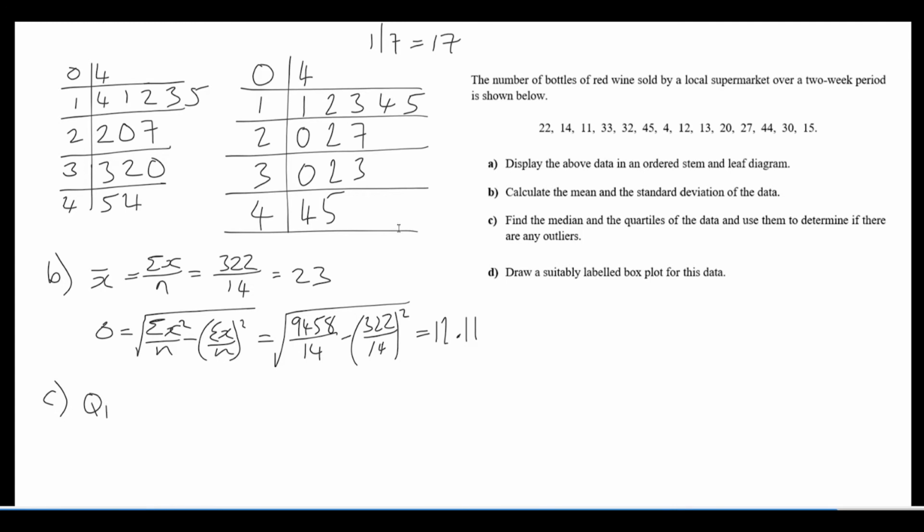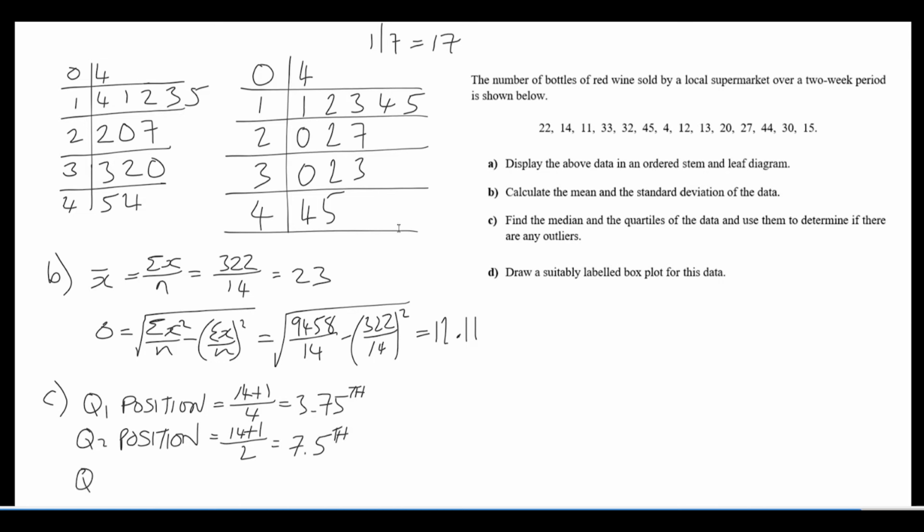In part C, we're asked to find the median and the quartiles of the data and to use them to determine if there's any outliers. Okay, so let's start by finding the positions that we need. Q1, the lower quartile, its position, we're going to use n plus 1 divided by 4, gets us 3.75. Q1 is in between the 3rd and the 4th value. Q2 is n plus 1 divided by 2. That gets us 7.5, in between the 7th and the 8th value. Q3 is going to be 3 times the Q1 position, 3 times n plus 1 over 4.